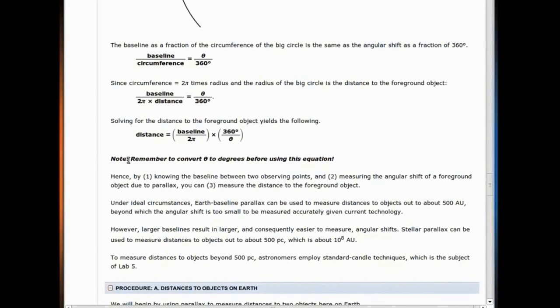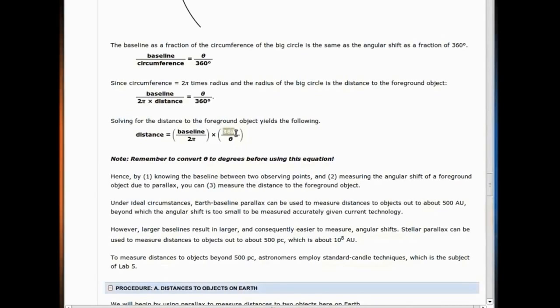Now, a word of caution. We will often measure theta, because this theta is usually going to be fairly small when we're dealing with stellar parallax. We'll often measure theta in arc seconds or arc minutes. It will be a very, very small angle. Before you put that theta into this equation, make sure your theta has been converted to degrees.